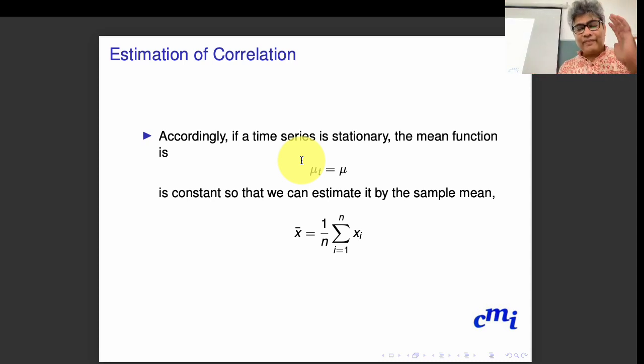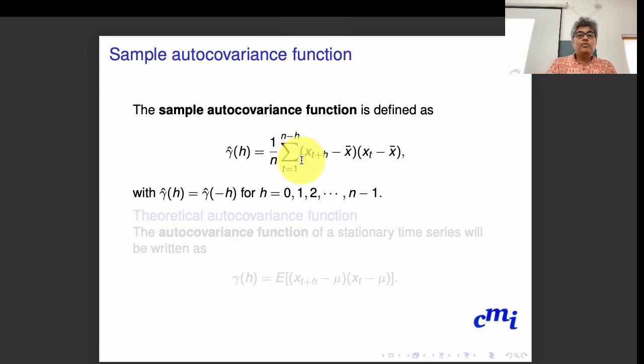But from a very common sense point of view, X bar, the simple sample mean, could be a good estimator of the mean mu, or mean function mu, if my series is stationary. Now, how do I calculate the sample autocovariance function?